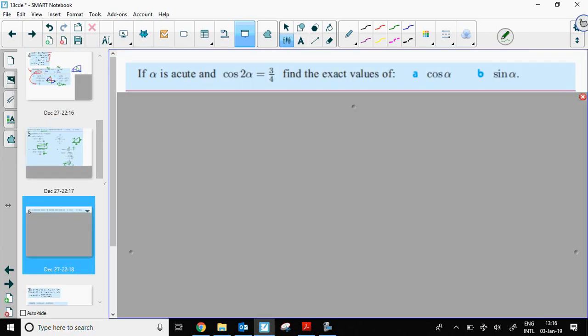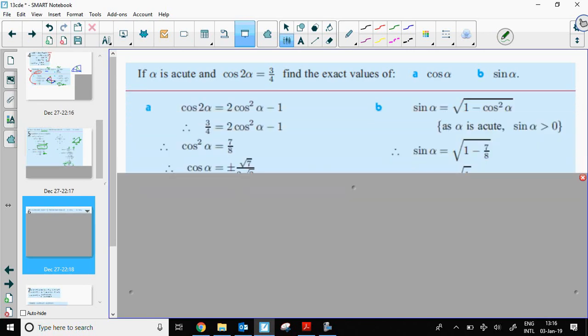Similar thing here. Now we're just kind of working backwards. Now we know cosine of 2 alpha is 3/4. We want to figure out what is cosine of 1 alpha and sine of 1 alpha. Okie dokie. I don't want to do that.